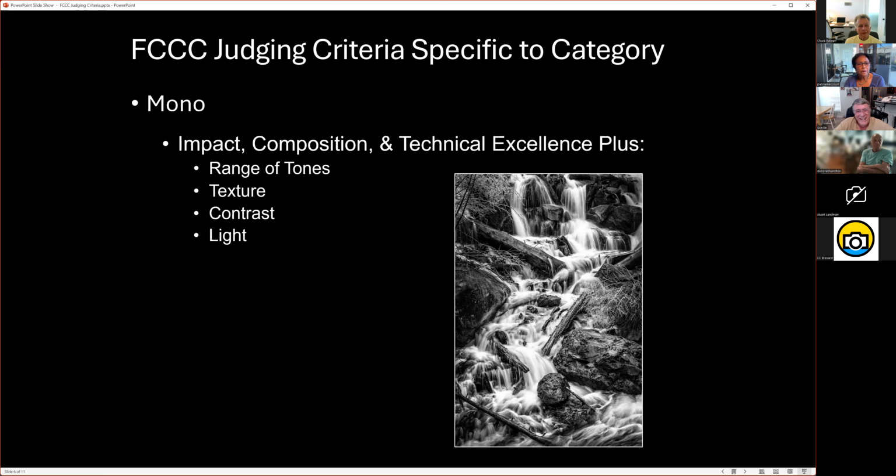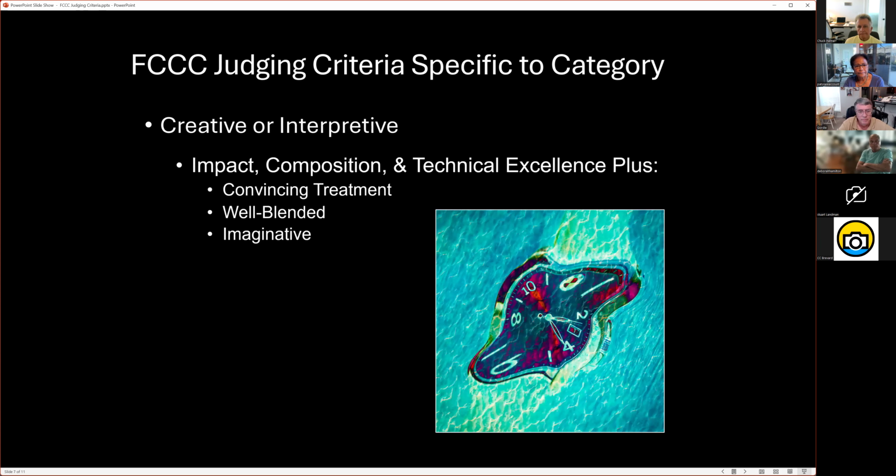So for monochrome, we have the impact, we have the composition and technical excellence, plus range of tones, texture, contrast, and light. And for creative or interpretive, we have impact, composition, and technical excellence, plus convincing treatment, well blended, and imaginative.